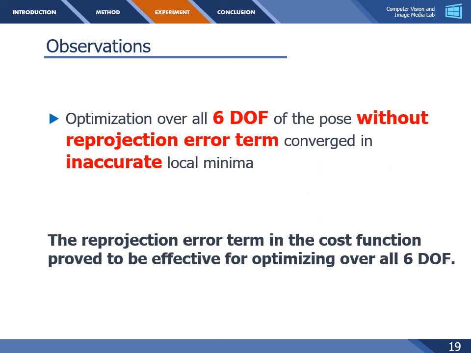Another point that we observe is that optimization over 6 degrees of freedom of the pose without the reprojection error term resulted in inaccurate local minima. This implies that the reprojection error term in the cost function is effective for 6 DOF optimization.